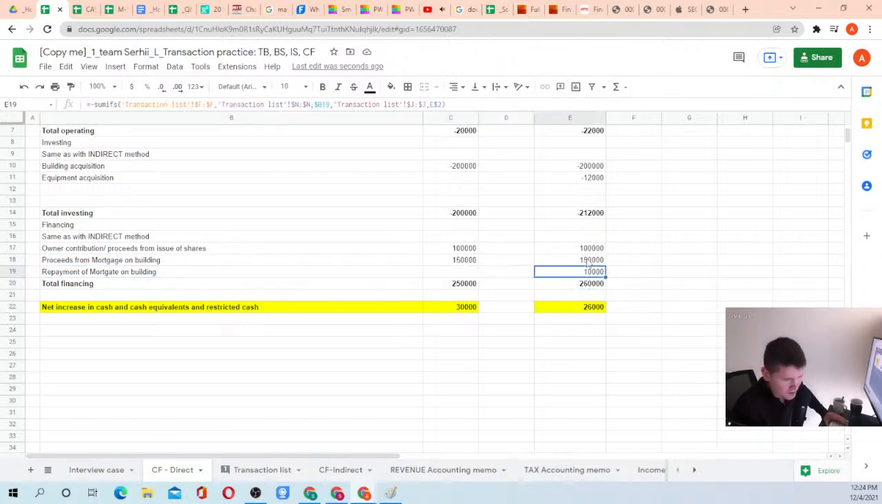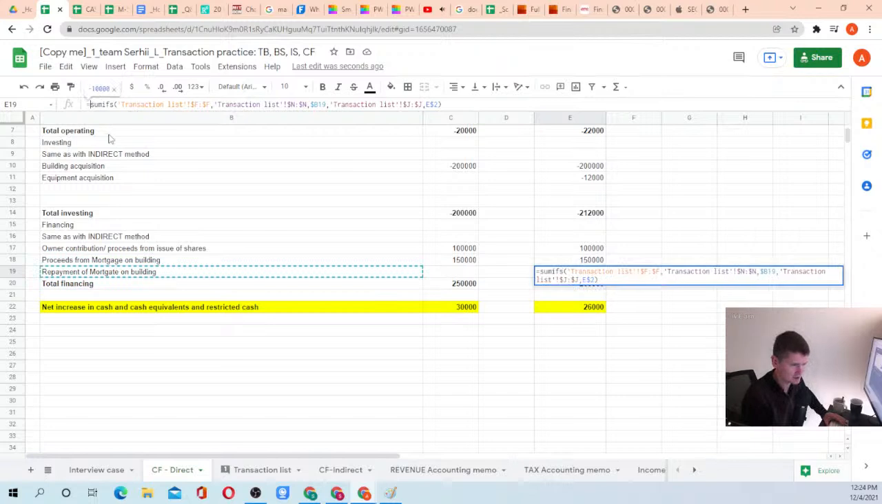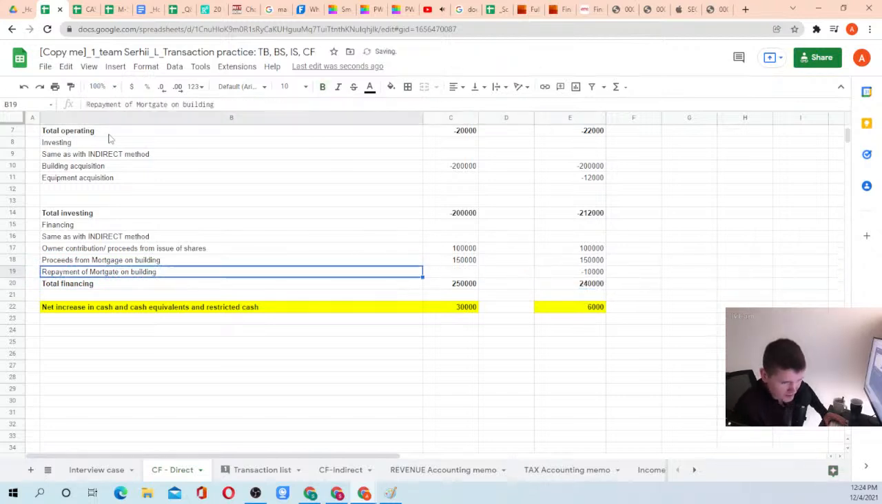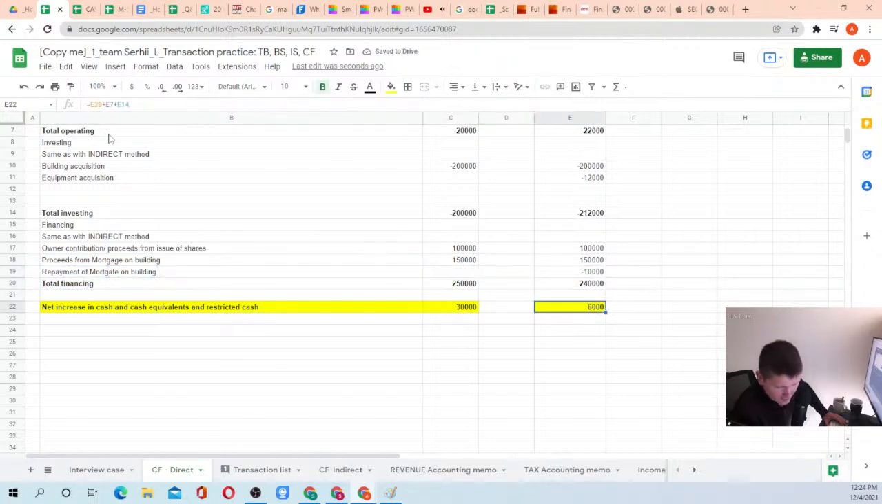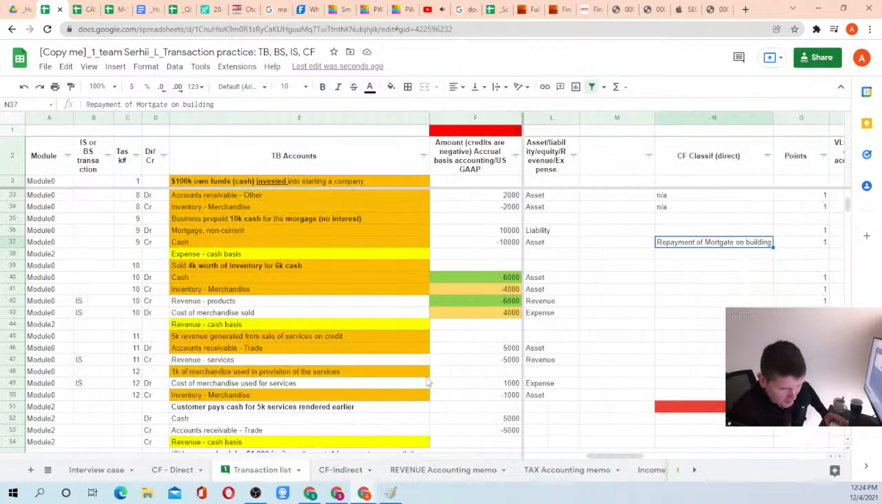So repayment, you see I've got a wrong sign here. That's because I use the formula with a minus. I need to be very accurate in that. Okay, I've got only 6,000 cash left. What's going on? What happened to all my cash?